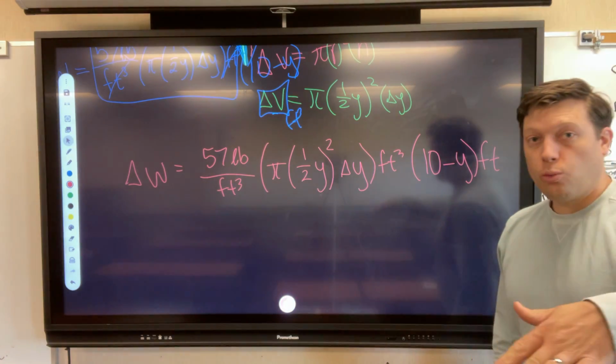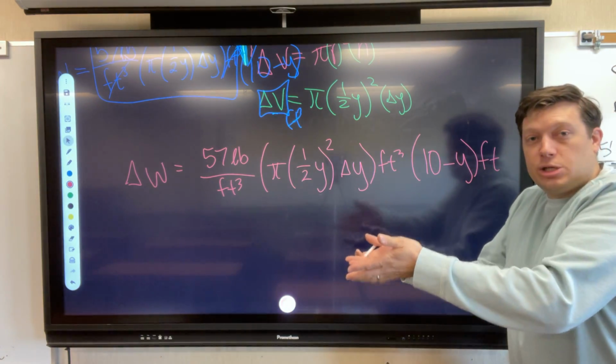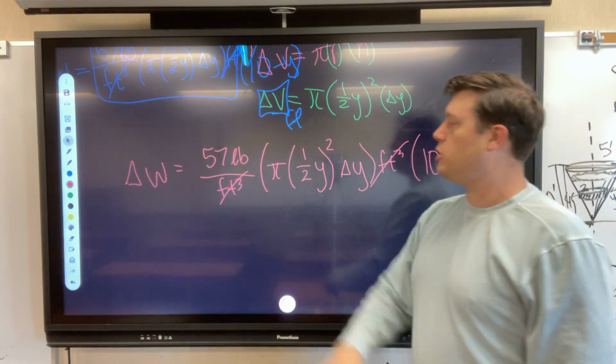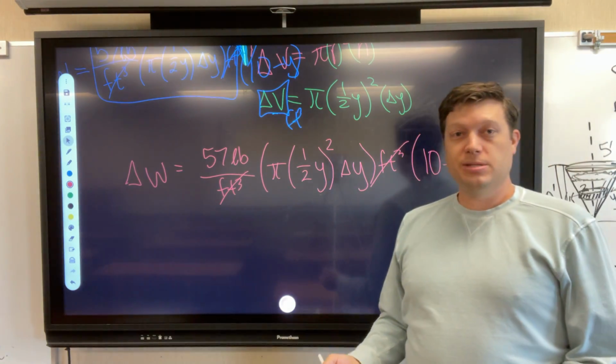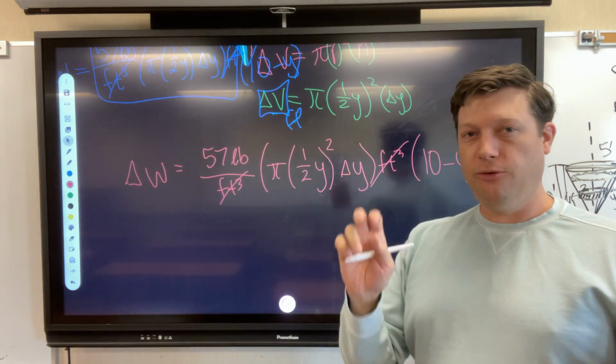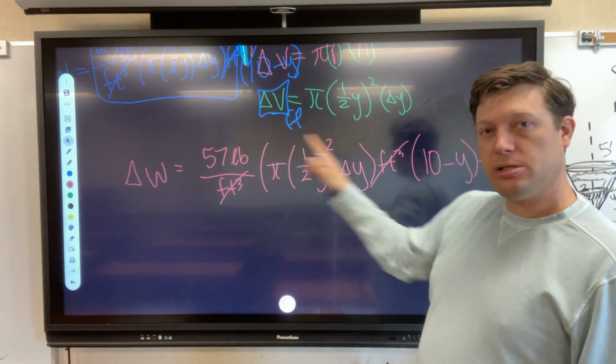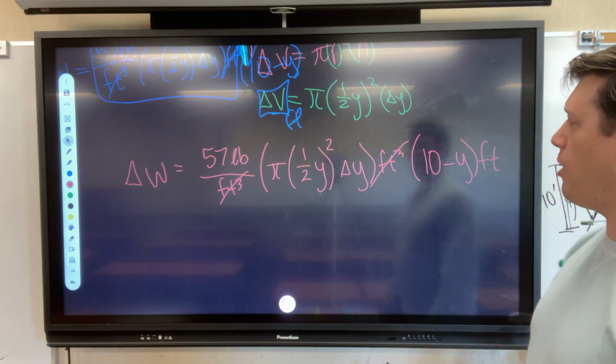Now there's a bunch of different work calculations, but this essentially is the structure of it. Feet cubed and feet cubed cancel. So we have force times distance. Force times distance, our results are going to be in something called foot-pounds. There's pounds on top, there's feet on top, so that's all good to go.